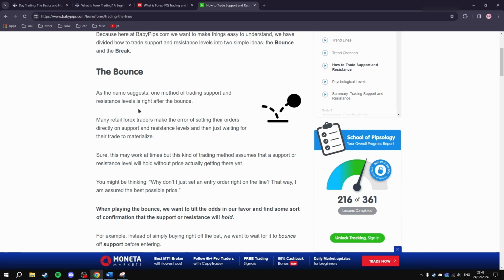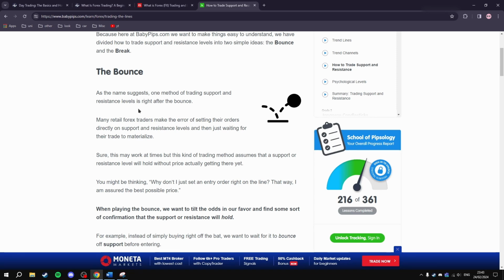The bounce. As its name suggests, one method of trading support resistance levels is right after the bounce. Many retail forex traders make the error of setting their orders directly on support resistance levels and then just waiting for their trade to materialize. Sure, this may work at times, but this kind of trading method assumes that a support or resistance level will hold without price actually getting there yet.